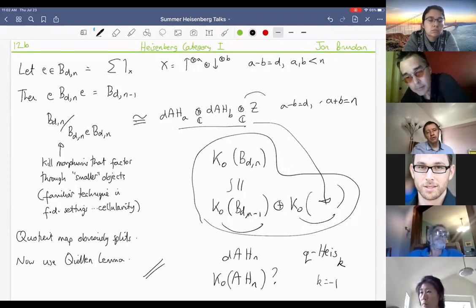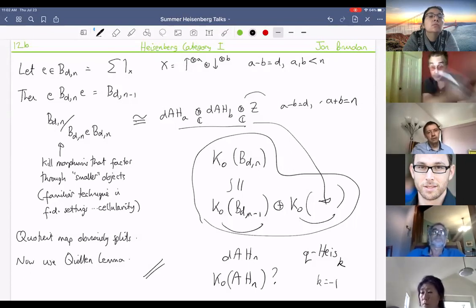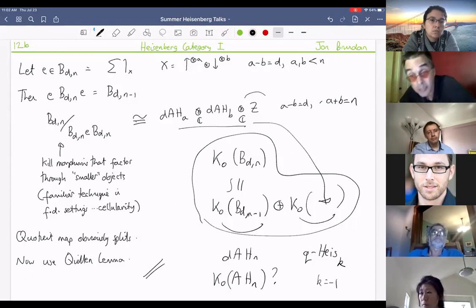But does your argument work with the Q-deformed case? Absolutely not. The place where it doesn't work is this Quillen's lemma. But so how does it break down? Because Quillen's lemma needs a filtration so that you can pass to the associated graded. And the degenerate affine Hecke algebra is filtered, and the usual affine Hecke algebra isn't filtered.